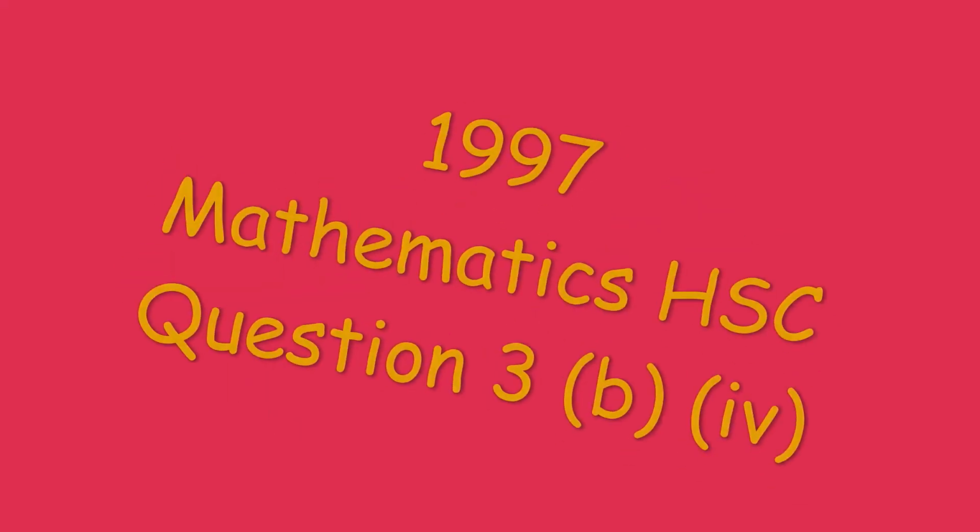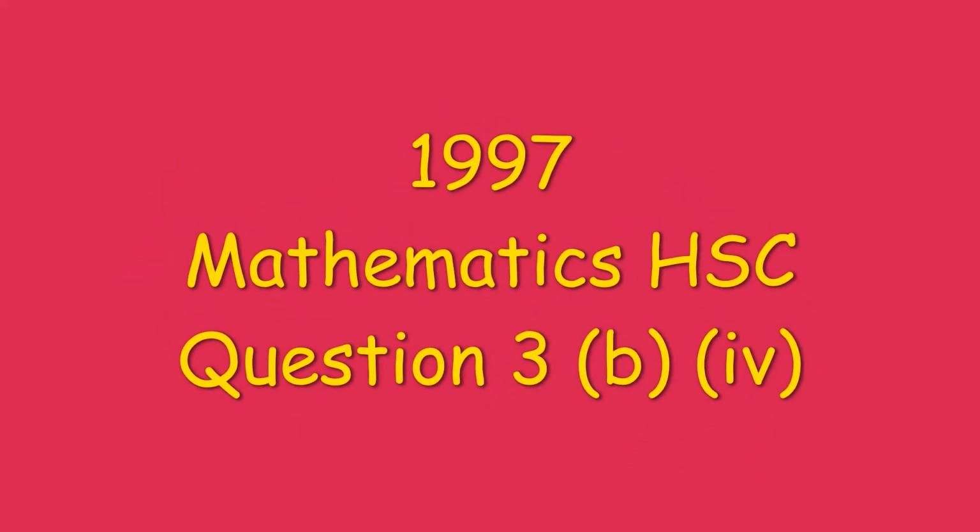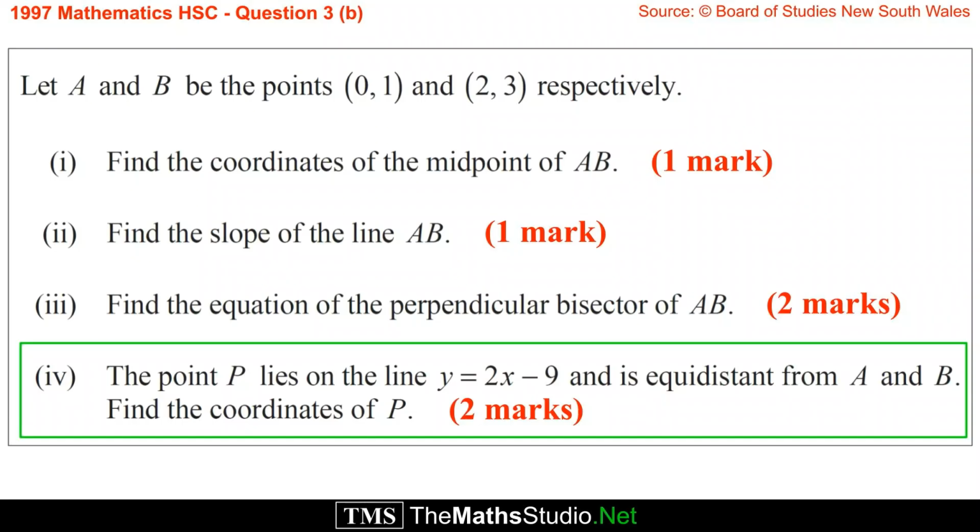Part 4. The point P lies on the line y equals 2x minus 9 and is equidistant from A and B. Find the coordinates of P.